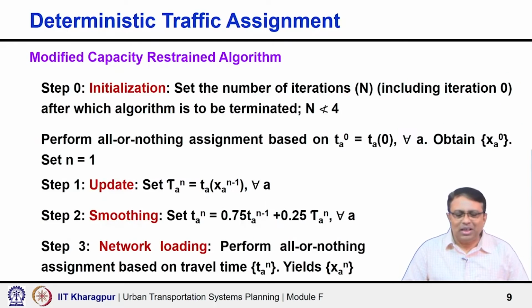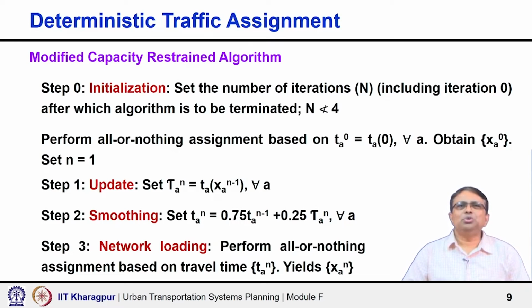Now what the modified algorithm does: here also in the initialization you set the number of iterations in the beginning, that is how many iterations you want to perform, and normally it is not taken less than 4 iterations, in many cases it is more, even much higher. So perform all or nothing assignment initially based on the 0 flow travel time, so just assign along the 0 flow.